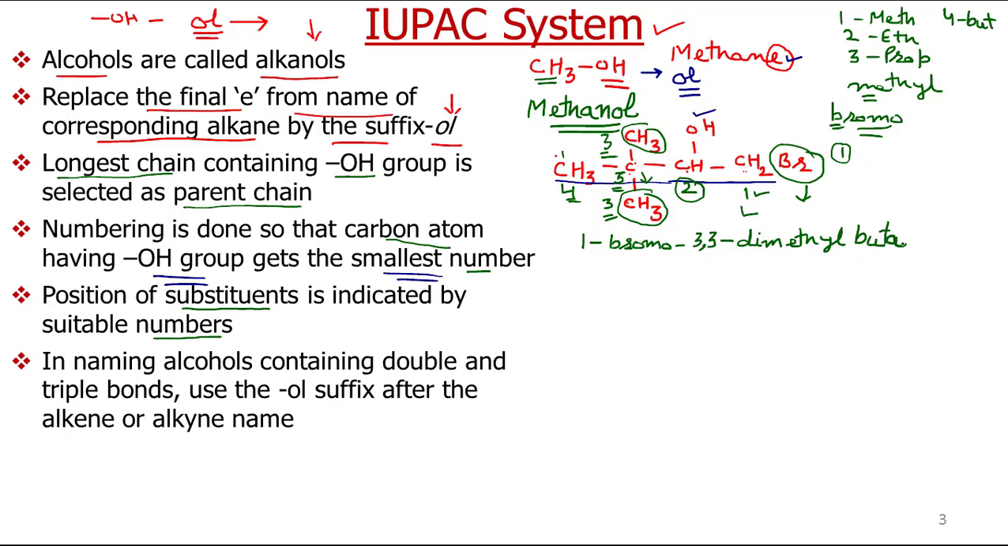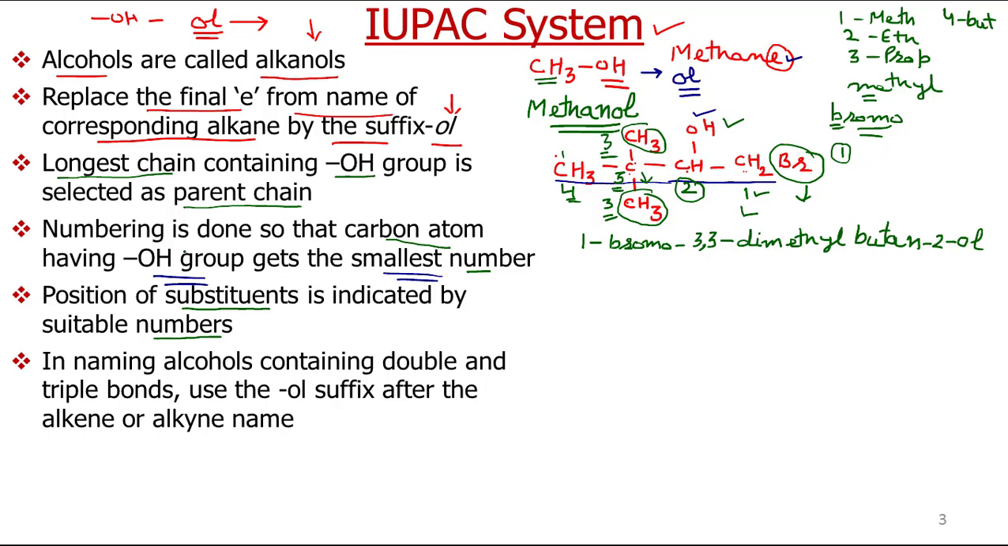Now we don't have to use the E; we will replace the E by the OH suffix. Now we have to specify the position of OH. OH is present at the second carbon, so we will write butan-2-ol. So this is the IUPAC name for this compound: 1-bromo-3,3-dimethylbutan-2-ol. So we also have to specify the position of the OH group. It is attached to the second carbon.